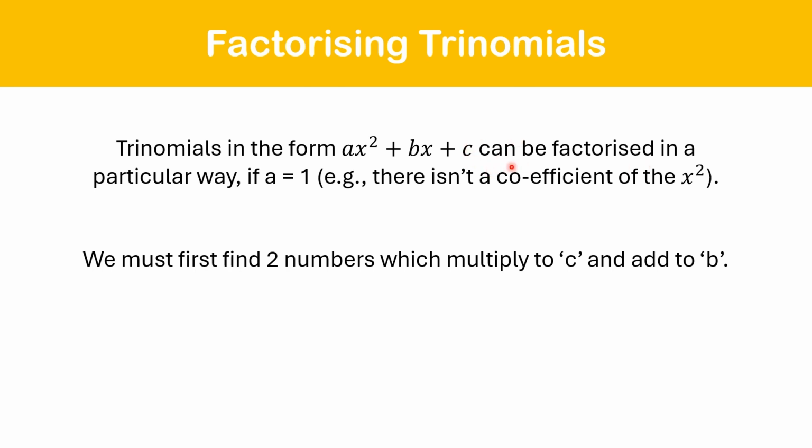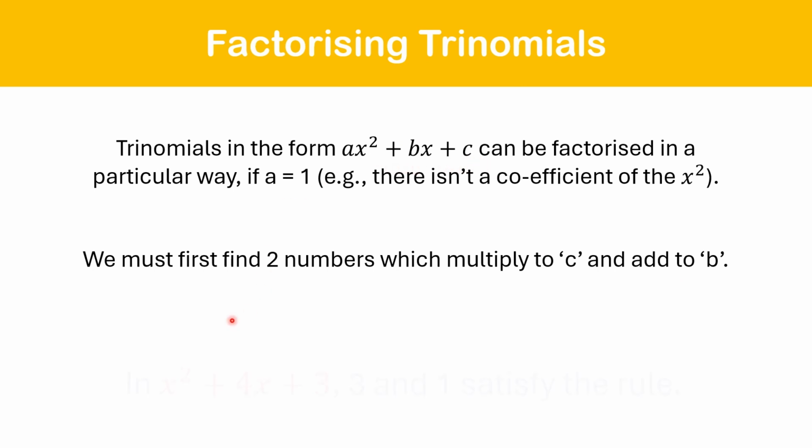When we have an expression in this form that we're looking to factorise, we can do it in quite a particular way. The rule is we must find two numbers that multiply to get whatever the c value is and that add to whatever the b value is. So we need two numbers that multiply to this one and add to this one.